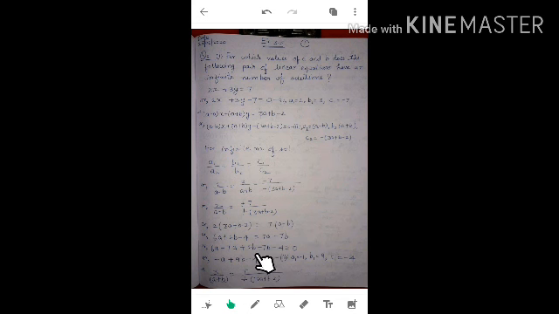Now we'll take all the terms to the left hand side. 6a will remain as it is. When we take this 7a to the left hand side, we have to put a negative sign before 7a. This plus 2b is like this only. Then this minus 7b is taken to the left hand side, so we have to put a positive sign as the direction has been changed. Then minus 4 is equal to 0.